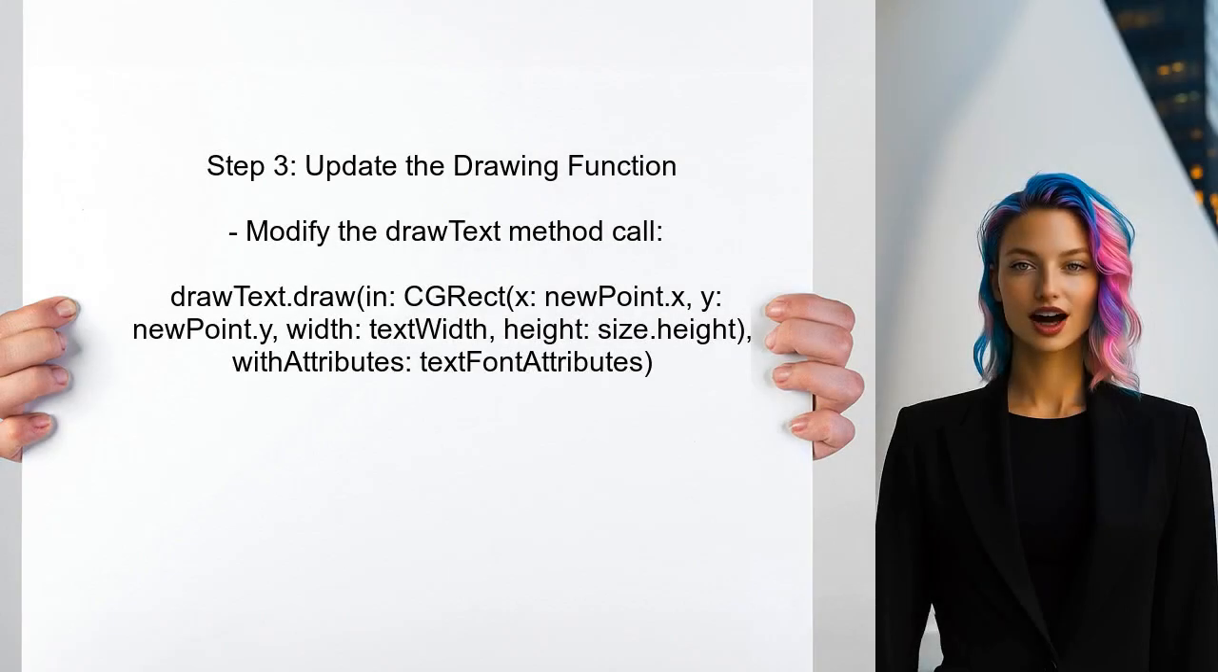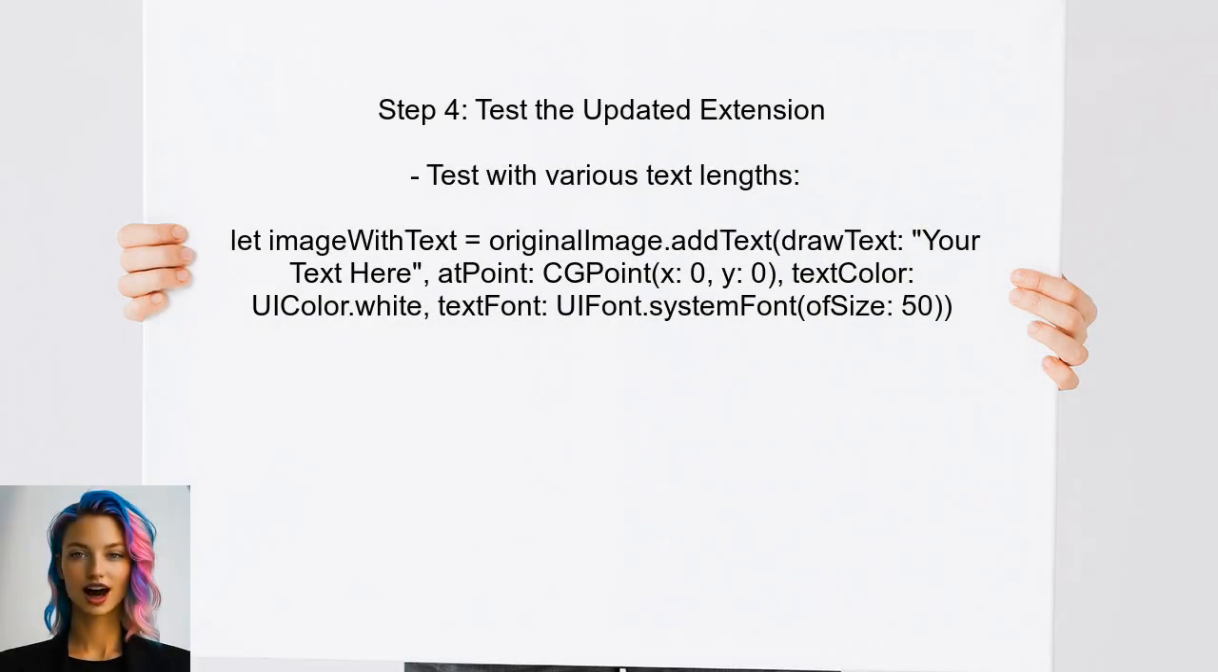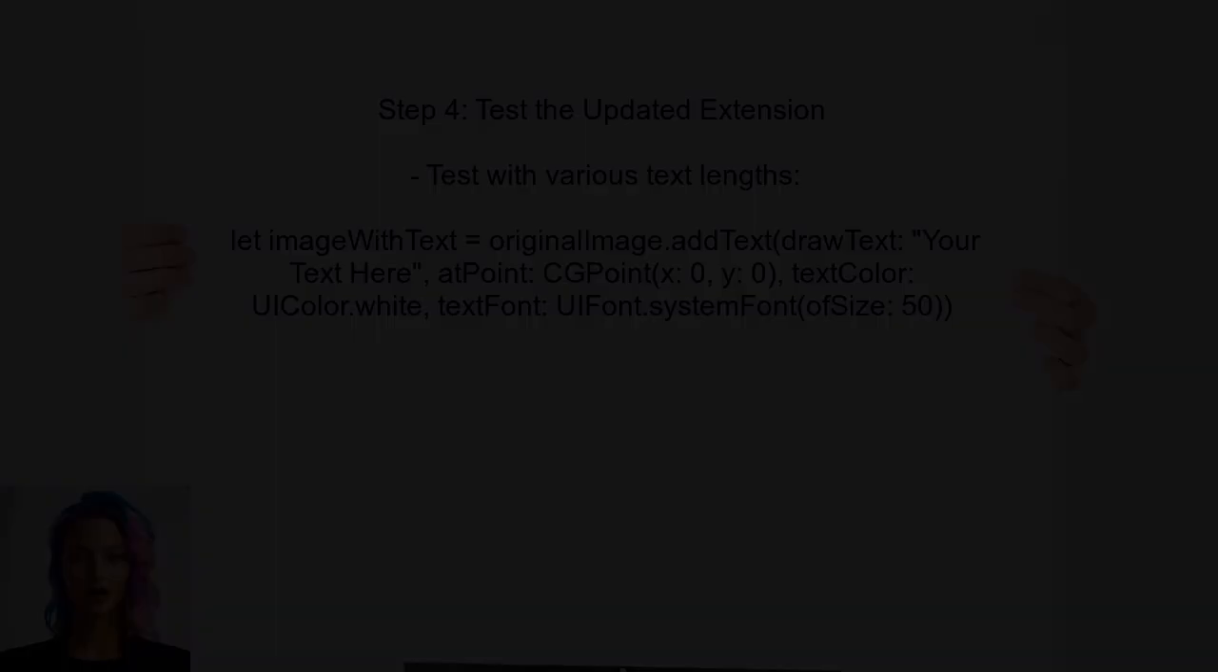Now, the user should update the drawing function to use this new origin point. This will ensure that the text is drawn correctly within the image boundaries. Finally, the user can test the updated extension with different text lengths to ensure that the text is always visible and properly positioned within the image.